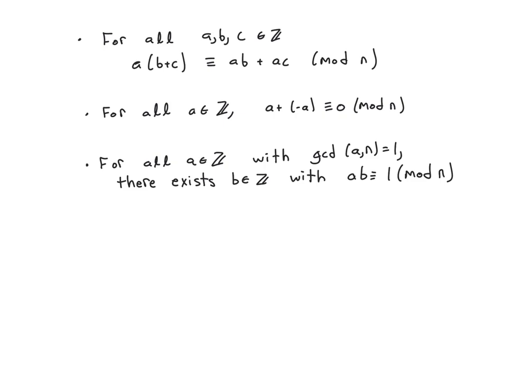But now we get to something new. For every integer a, if the greatest common divisor of a and n is 1, then there exists another integer b such that a times b is congruent to 1 modulo n. As an example, take n equals 10 and say a equals 7. The greatest common divisor of 7 and 10 is 1. This is saying that there exists an integer b such that 7b is congruent to 1 modulo 10.